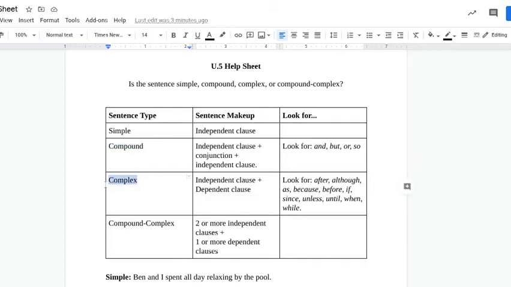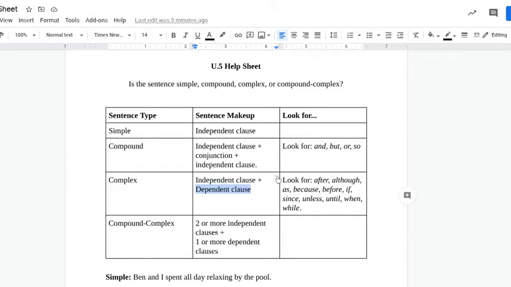A complex sentence is complex because it's got two different things mixed in together. It's not just one, so that makes it complex. Two different types of clauses. So here we have the introduction of the dependent clause, which means it needs somebody to lean on. It cannot stand on its own. It needs something else to help it out. So we've got an independent clause, which can stand alone, and a dependent clause, which cannot stand alone.